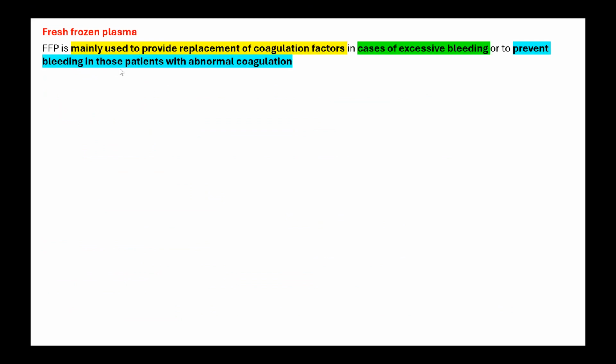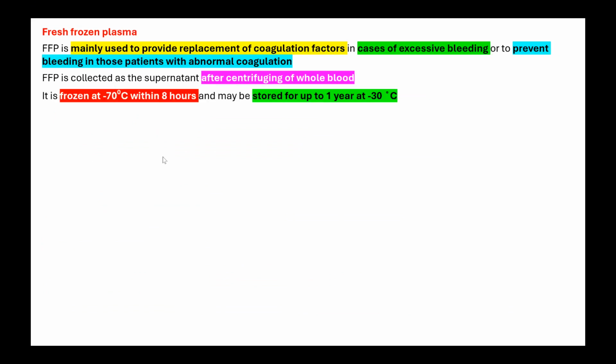And the next thing is the fresh frozen plasma, which is mainly used to provide replacement of coagulation factors, and in cases of excessive bleeding in those patients with abnormal coagulation. FFP is collected as a supernatant after centrifuging the whole blood.